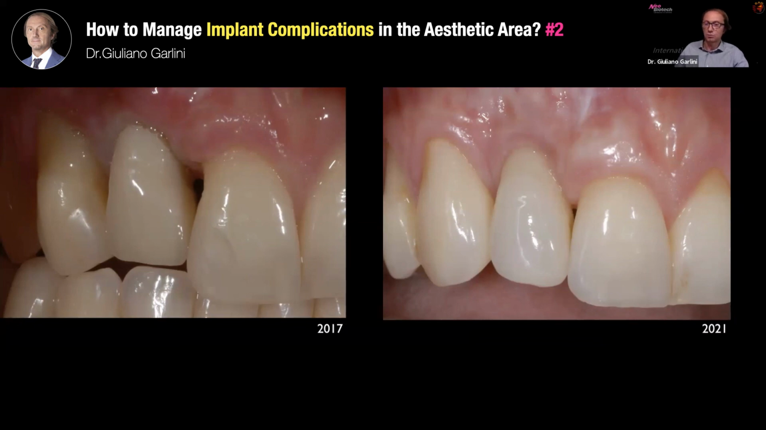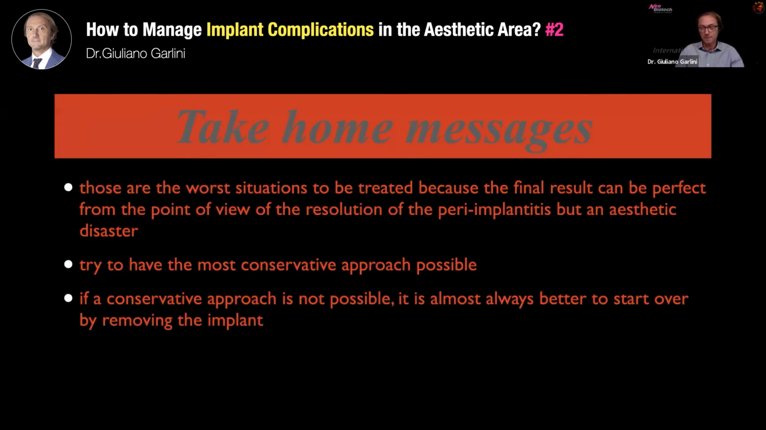So it was a complex case, but in some cases it's not possible to maintain the implant. We have to remove the implant, although we are in an anterior area. So what will be the take-home message of managing this kind of complication in the anterior area? We can understand very easily that those are the worst situations to be treated, because the final result can be perfect from the point of view of the resolution of a periimplantitis, but could be an aesthetic disaster.